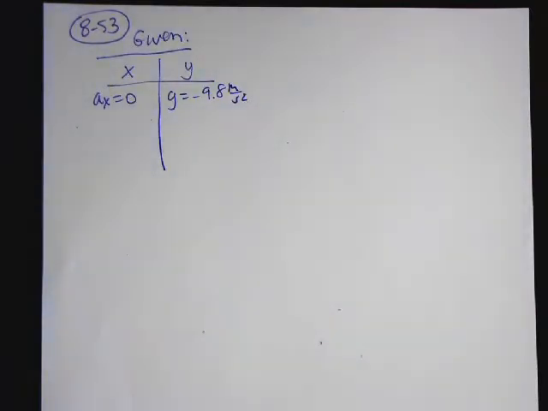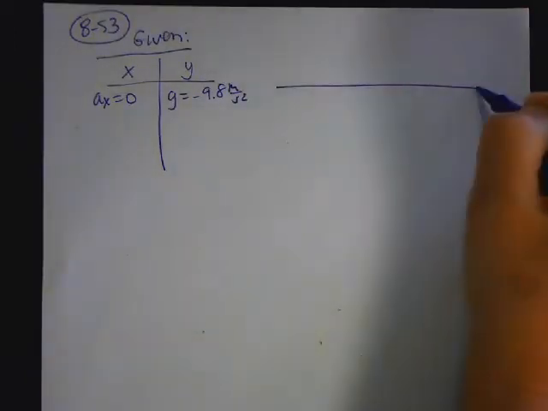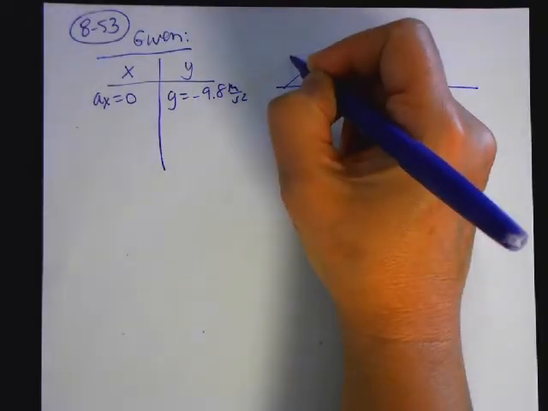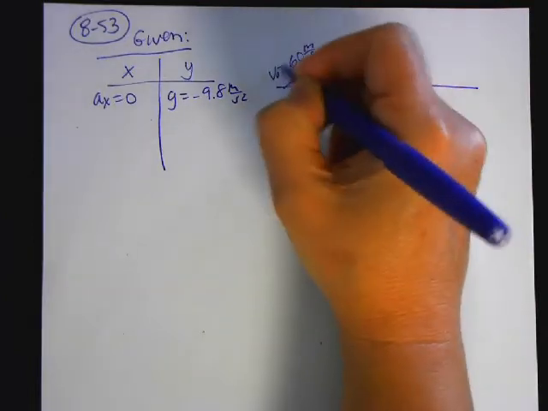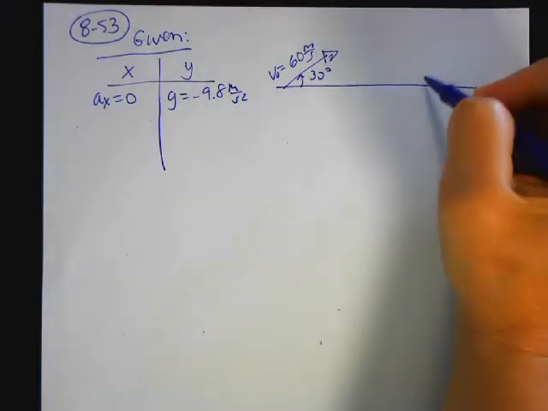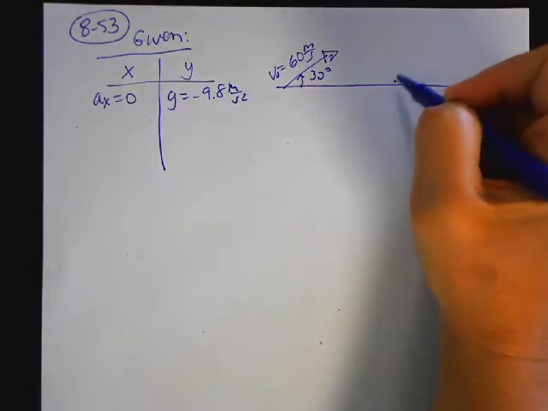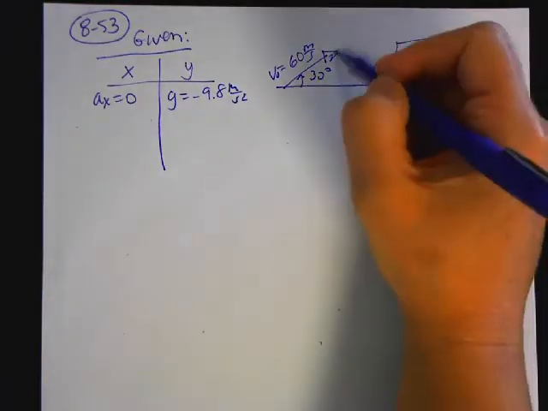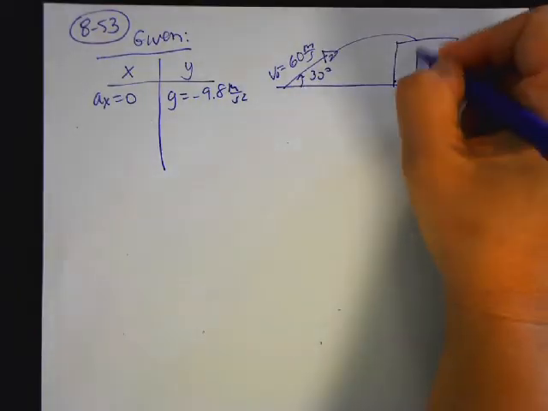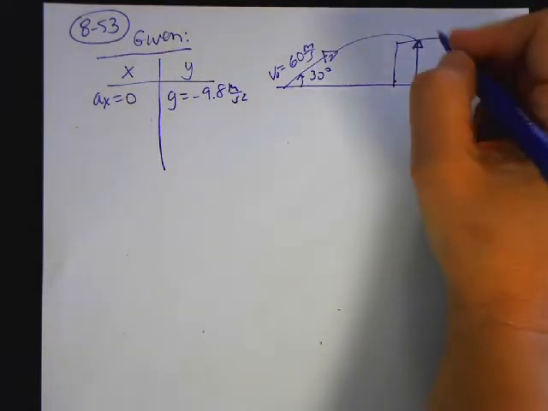So number 53 says a projectile is launched at an angle of 40 degrees above the horizontal and the initial velocity is 60. So I'm going to draw my picture. Here's my velocity. This is 60 meters per second. This is v naught, and this angle here is 30 degrees. It lands 50 meters higher than the initial launch position. So what's going to happen is there's like a building or something, and it's going to go like this. I didn't draw that good, but what I know is this is going to be 50 meters.